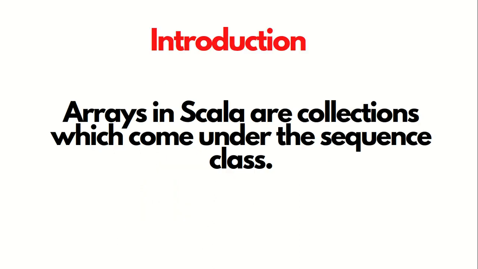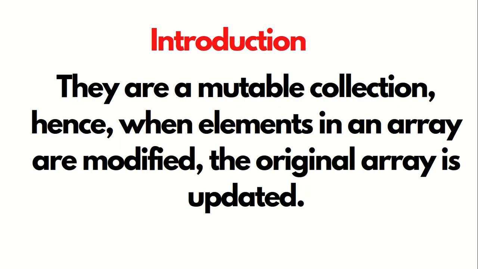So arrays in Scala are collections which come under the sequence class. I've already talked about the sequence class in the first video of this collection. I'll put up a link in the description if you haven't watched that. So they are mutable collections, meaning the things can be changed. It means when elements in an array are modified, the original array is updated as well. Again, the mutable and immutable thing I've already explained in the introductory video. So make sure you watch that if you haven't watched it so far.